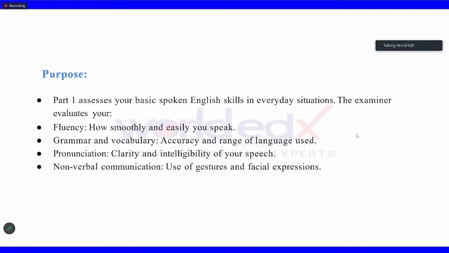The purpose of part 1 of the speaking test is that it assesses your basic spoken English skills in everyday situations. The examiner evaluates your fluency, grammar and vocabulary, pronunciation, and non-verbal communication like your gestures, posture and facial expressions.